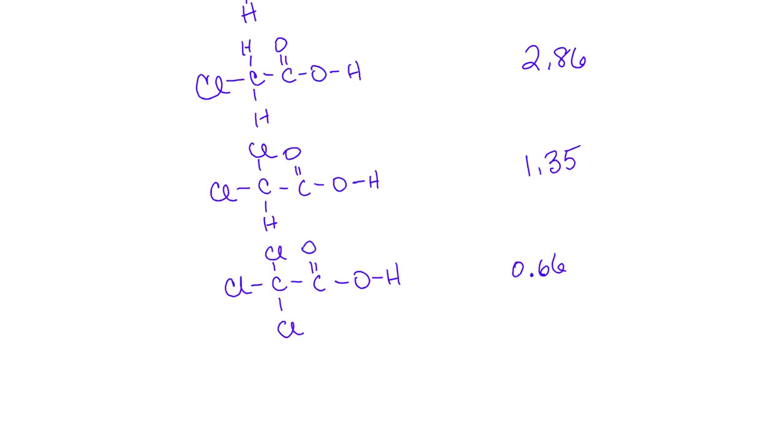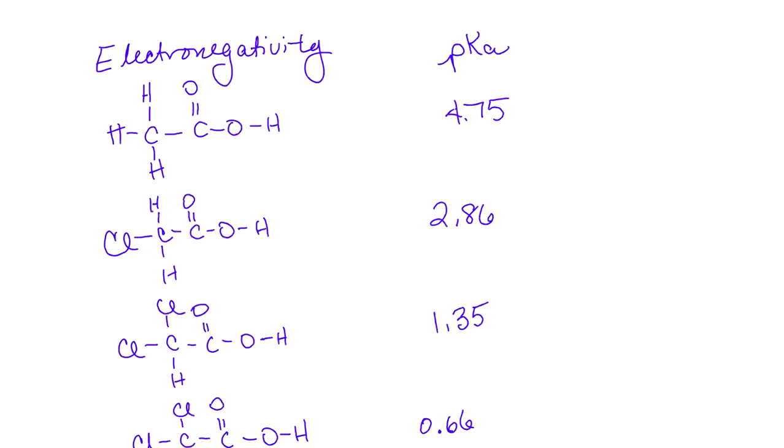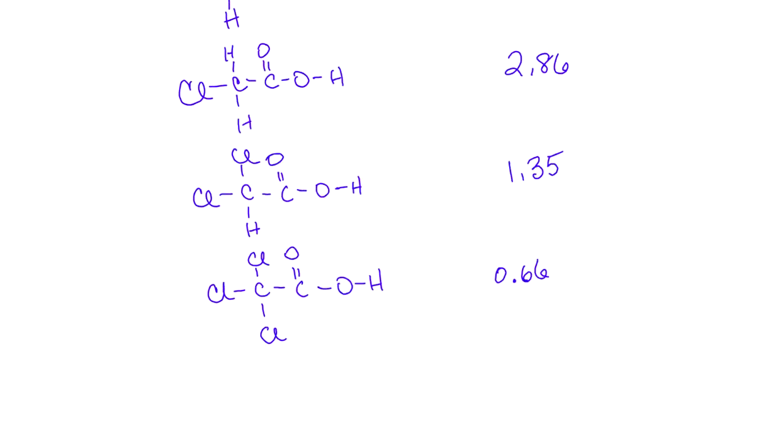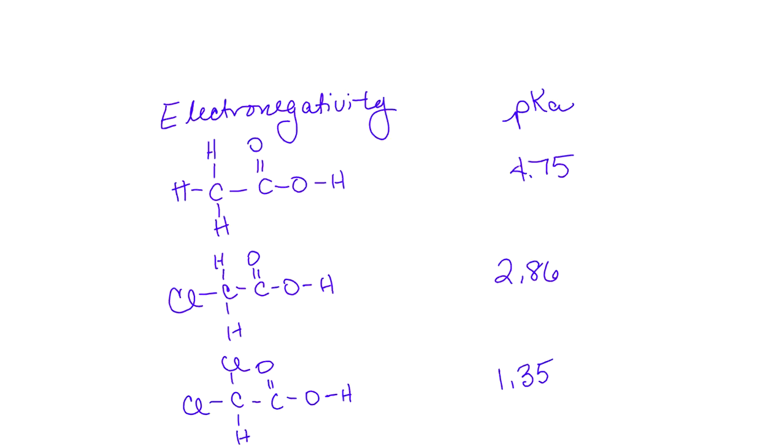And finally, with trichloroacetic acid, remember, we're going through the bond. This is an inductive effect. By having 3 electronegative groups here, I went from 4.75 in acetic acid, replacing all my hydrogens, to 0.66 for the pKa. So that's quite acidic. Electronegativity has a huge role in terms of what affects our acidity.